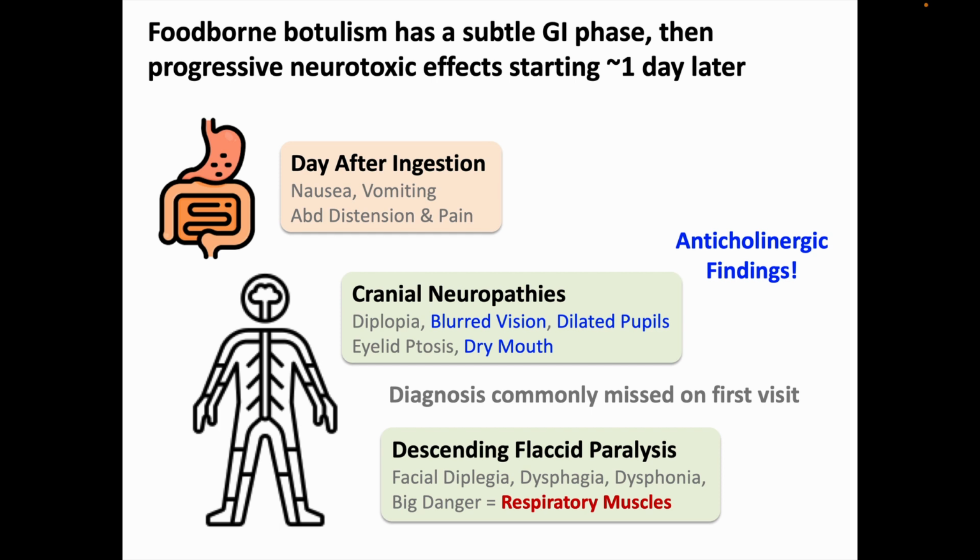Then the neurotoxic effects start moving down the body as a descending flaccid paralysis. The patient can have bilateral facial droop, trouble swallowing or speaking, and the big danger is when the weakness or paralysis reaches the muscles of respiration and the patient can't breathe well enough to live.